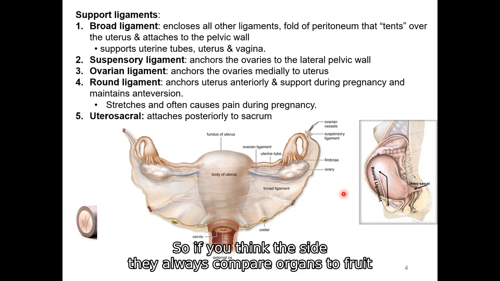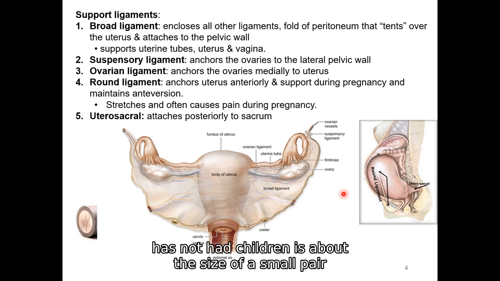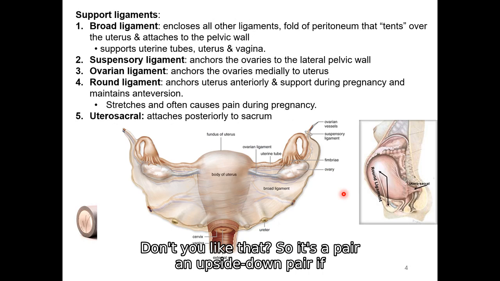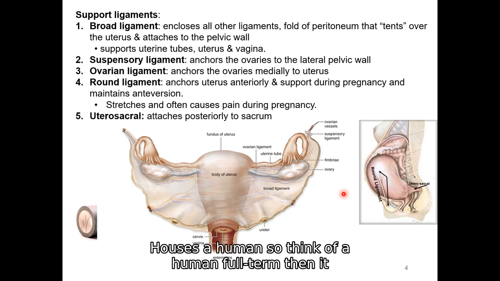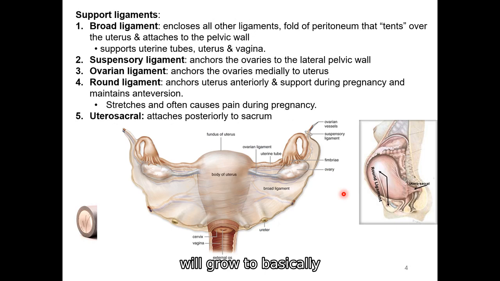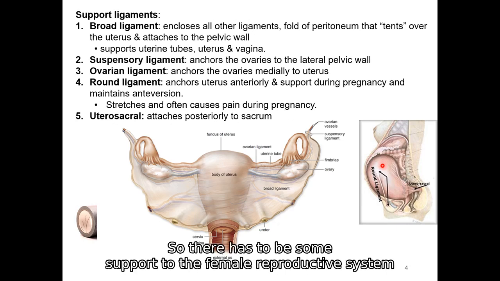So if you think of the size, they always compare organs to fruit, okay? So the size of a uterus in a female that has not had children is about the size of a small pear. Don't you like that? So it's a pear, an upside down pear, if you will. Then when it houses a human, so think of a human full term, then it will grow to basically fill up the majority of the abdominal pelvic cavity. This will also be a moving fetus.